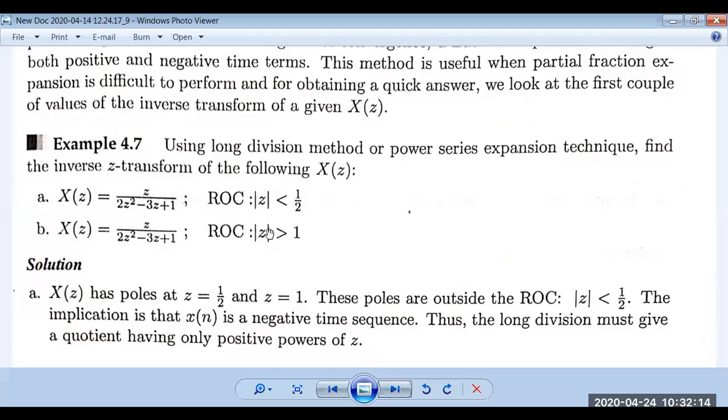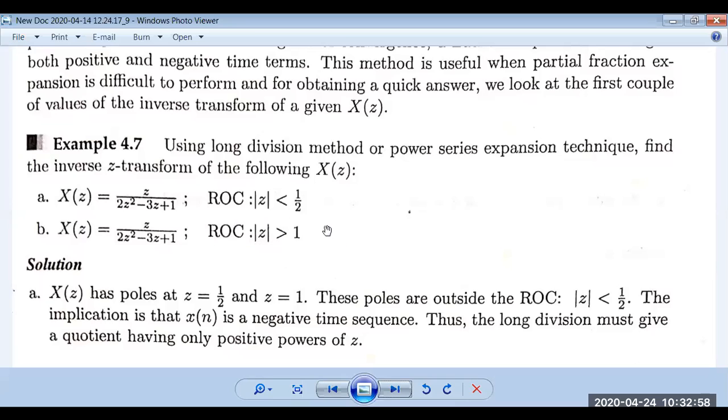Everybody understand? When it is within the circle, we have a negative time sequence. When it is inside the circle, Z less than half, it is a negative time sequence we need to obtain. To obtain the negative time sequence, we need to have positive powers of Z. But in the second problem, what's happening? ROC is outside the circle, so we need to go with a positive time sequence.